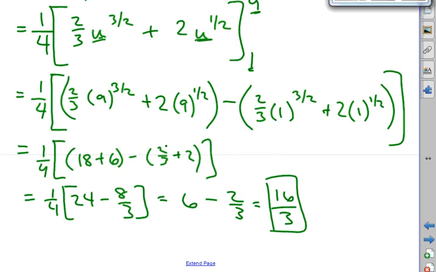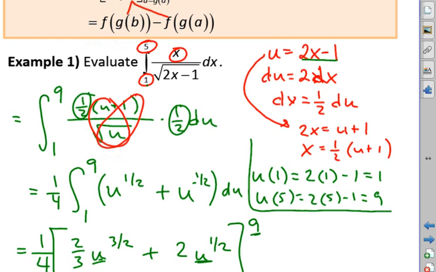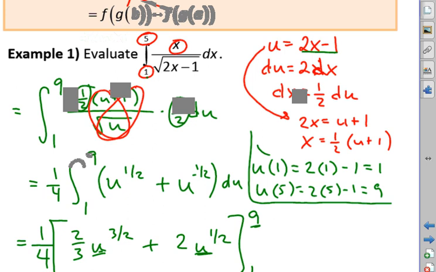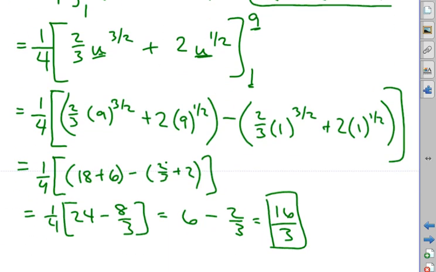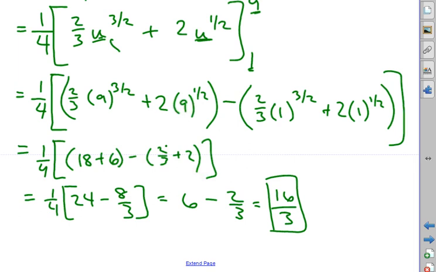So hopefully that makes sense. So just remember the two things that we have to make sure to do when we have a definite integral with u substitution. The first thing is we have to change our limits. The second thing is when we evaluate, do not go back to terms of x.